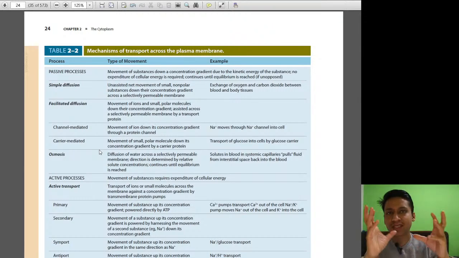We also know osmosis. Osmosis is basically diffusion of water. So water movement from higher concentration to lower concentration is called osmosis.